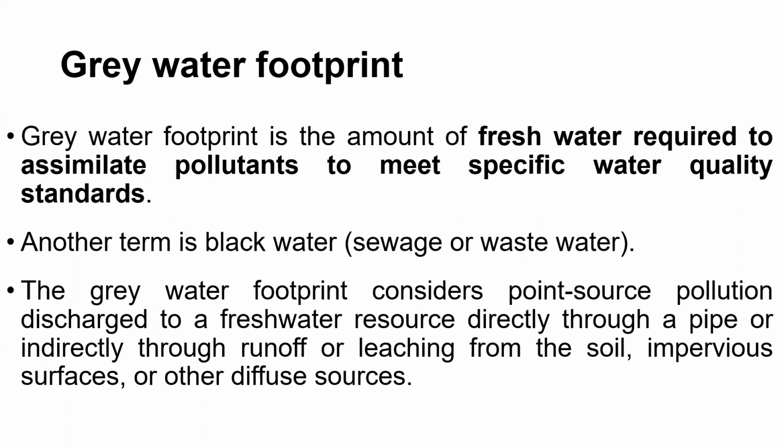When we are treating this, after treatment, that can be recycled. The wastewater which is treated by some technology is termed gray water. And this gray water can be recycled in the processes, or we can also discharge it into any freshwater resource directly through a pipe, or indirectly through runoff, leaching from the soil, impervious surfaces, or other diffuse sources.